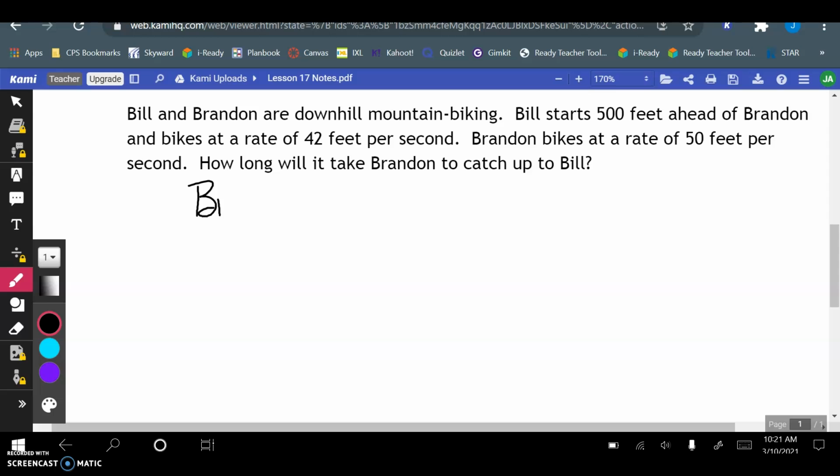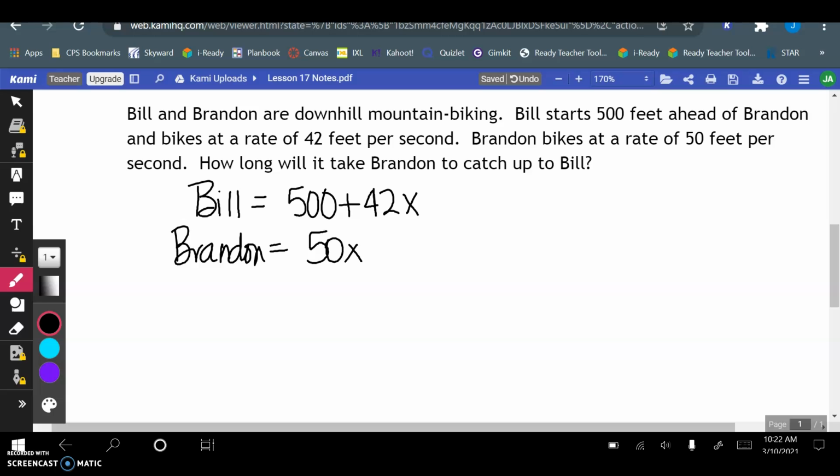So Bill's equation, he says he starts at 500 feet ahead of Brandon and he's going at a rate of 42 feet per second. So he's adding on 42, and we'll call it x, however many seconds. And then Brandon is our other person, and it says he's biking at a rate of 50 feet per second. So he didn't get a head start, he's just got 50 feet per second. How long will it take Brandon to catch up to Bill? So in other words, when are these two equal? So we're going to set them equal to each other.